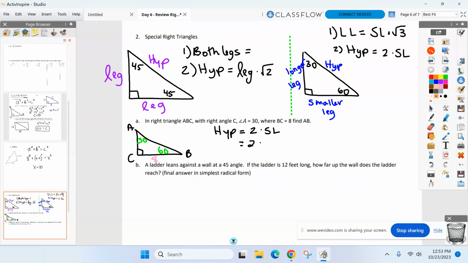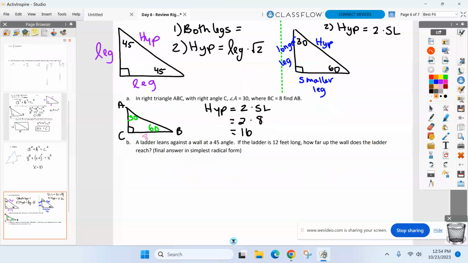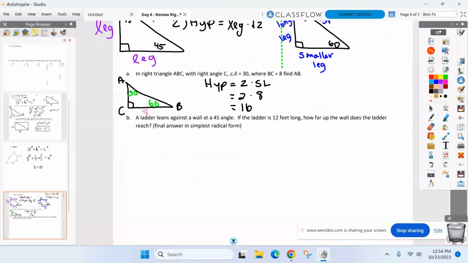So the hypotenuse is going to be 2 times 8. Does everyone see how I know 8's the shorter leg? It's across from the 30. So the hypotenuse, 16. Stop me here. We all right? Because I got to make sure you guys have a chance to practice on Delta Math.